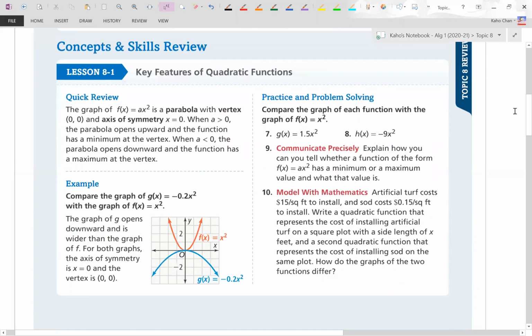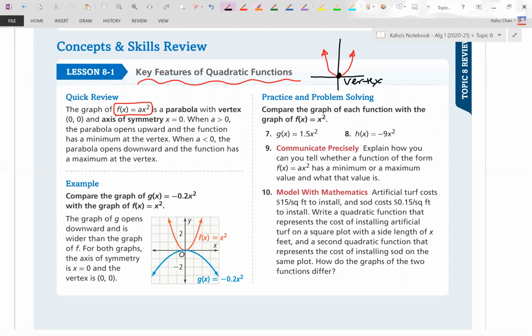Let's move on to 8-1, key features of quadratic functions. We have a quick review about a parabola. A parabola has a vertex, in this case for the parent graph ax squared. Remember, a parabola is a U-shaped graph. Its vertex, meaning either the lowest or the highest point, depending on which way it's opening, is called the vertex.